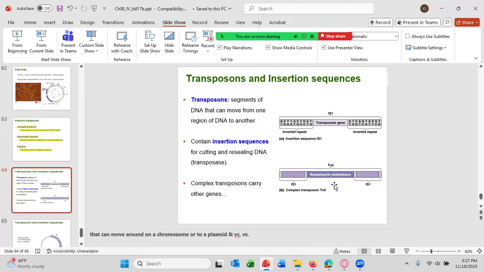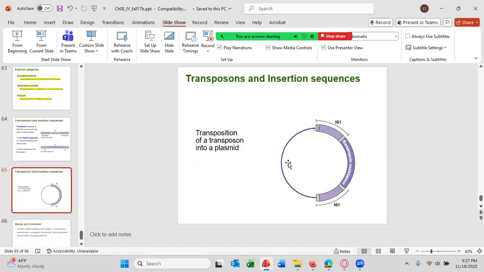And they are important because, like I said, they allow the DNA to move from one place on the chromosome to another place, including a transposon can allow a gene on the chromosome to move to a gene on the plasmid, such as Tn5 moving from the chromosome to a plasmid. And now this plasmid is much more likely to be shared with another cell, in which case that other cell will get the kanamycin resistance gene.